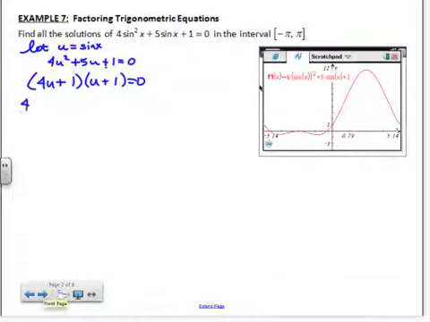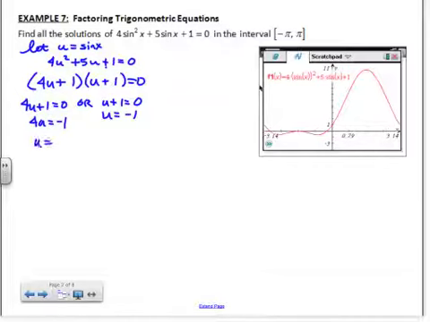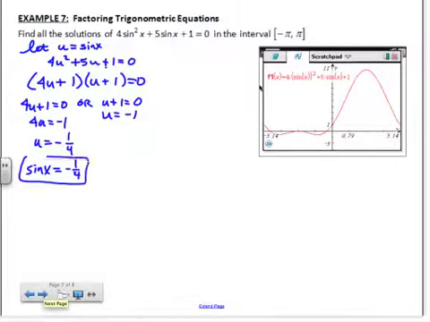Well, okay, that means 4u plus 1 equals 0, or u plus 1 equals 0. Well, this is easy. Subtract 1, and here we're going to subtract 1 and divide by 4. So now you might think this is really easy. We're done, but we're really not, because what was u? u was the sine of x. So this is the problem we have to solve, and this is the problem we have to solve.